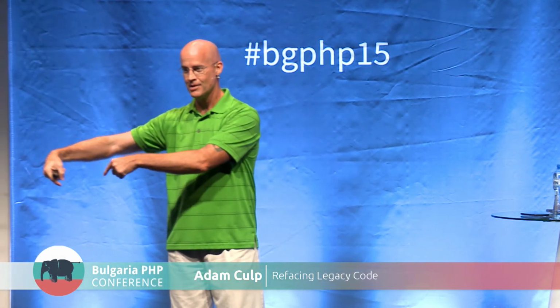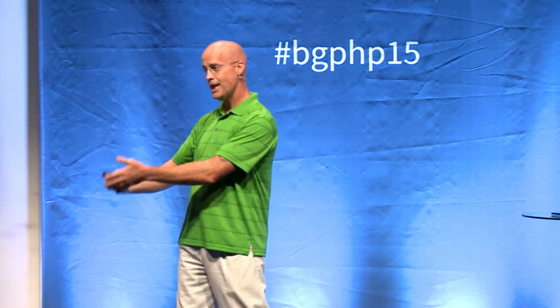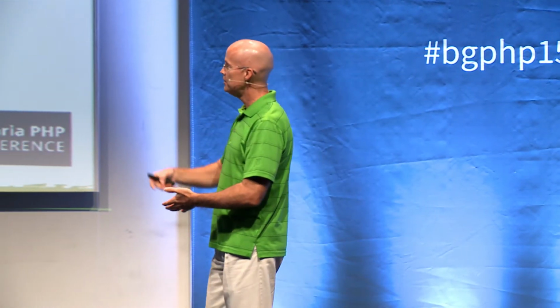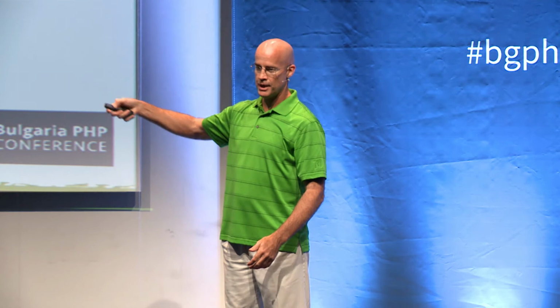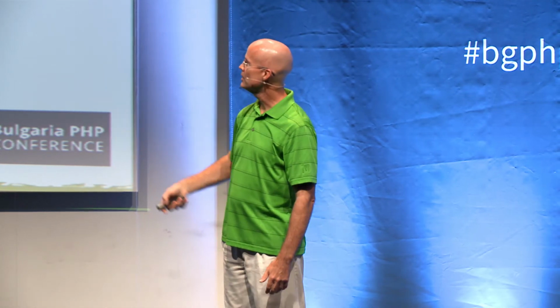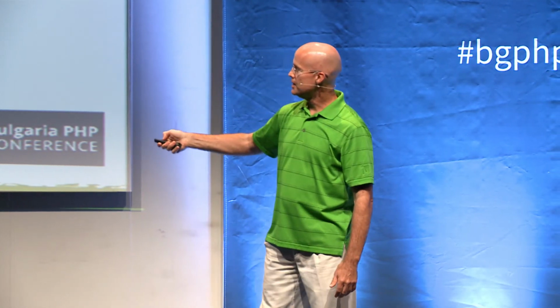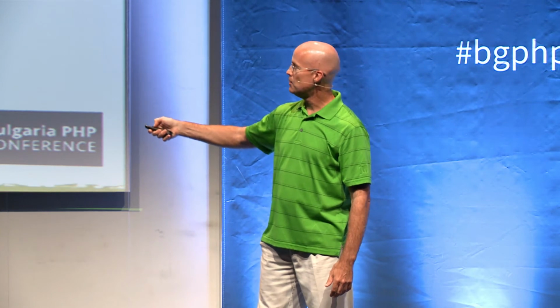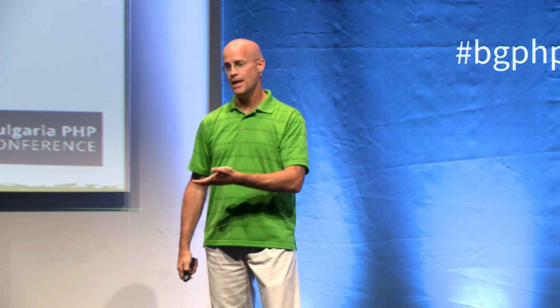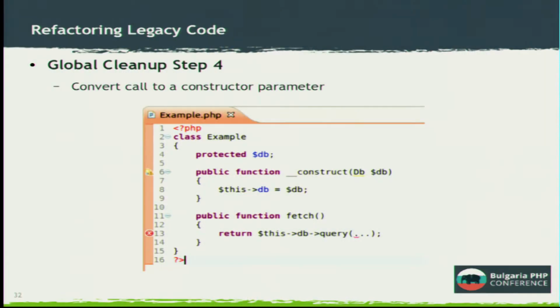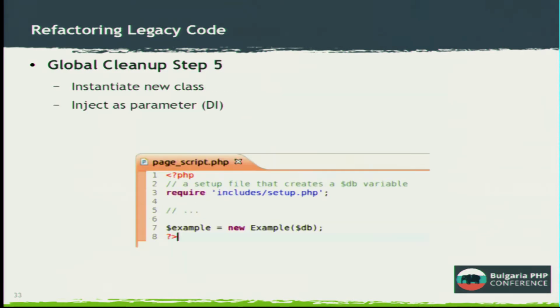As a next step, then we would convert that call to a constructor parameter. So instead of calling it as a global, we're going to change the constructor to now expect that DB to be passed in. So now we no longer have to make the global call. We no longer have to instantiate it right there. All we have to do is make sure that the DB object is passed into the constructor. And then our fetch stays exactly the same. The assignment to our protected field stays exactly the same. That hasn't changed. Our tests don't have to change.